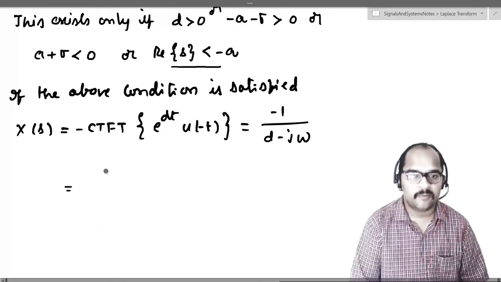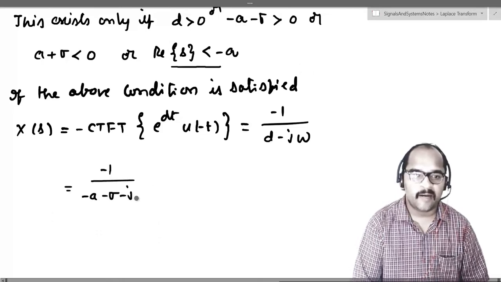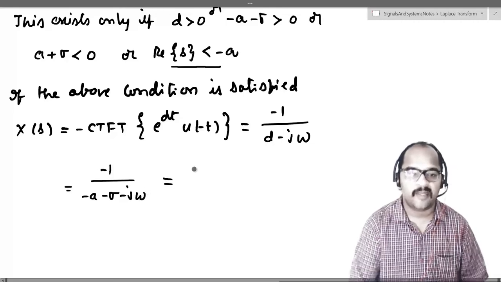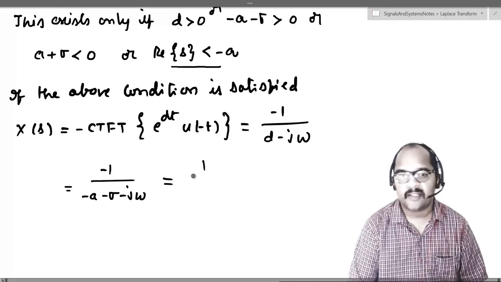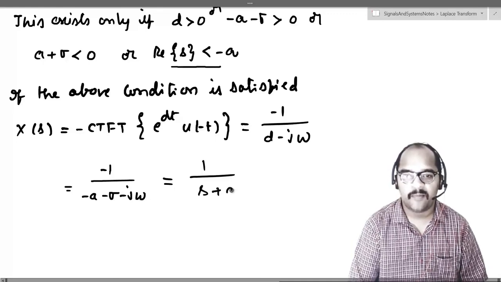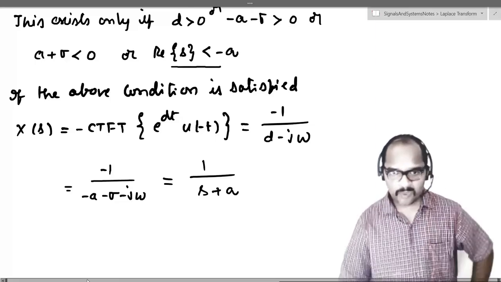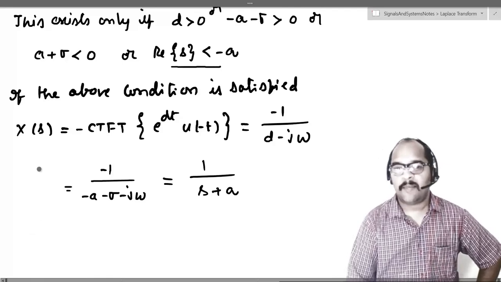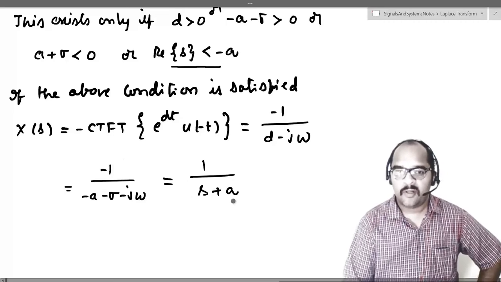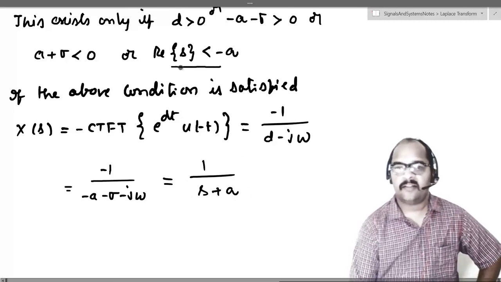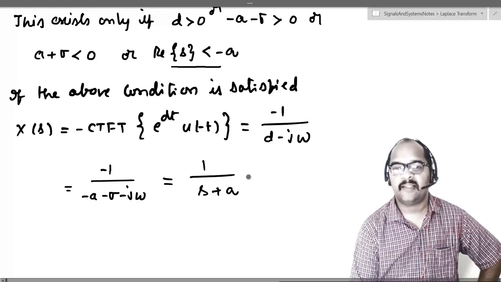Okay, so this would be equal to minus 1 by minus a minus sigma minus j omega. Minus will get cancelled throughout and you get sigma plus j omega that can be replaced with s. So you will get 1 by s plus a. So X of s would be equal to 1 by s plus a. So the Laplace transform of the given signal converges to 1 by s plus a, provided which condition is satisfied? Real part of s is less than minus a is satisfied.